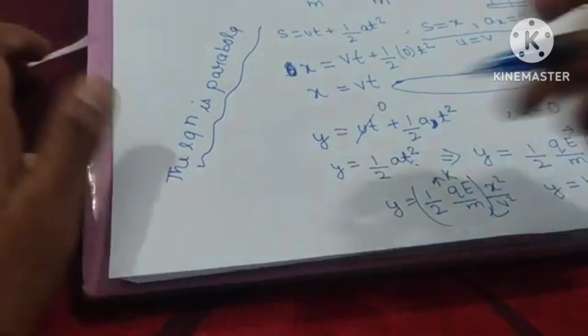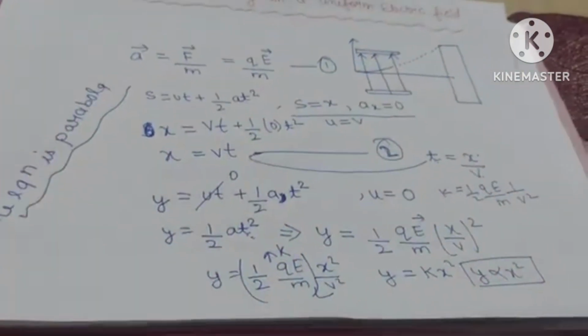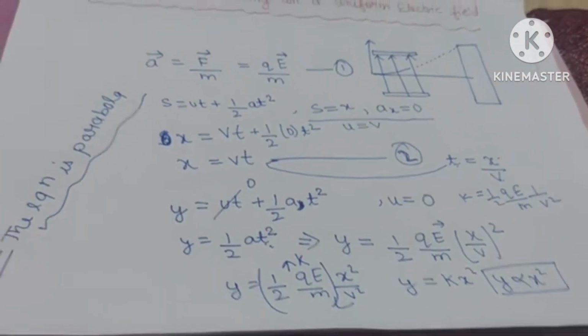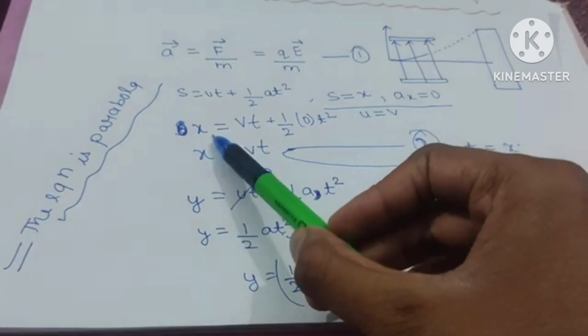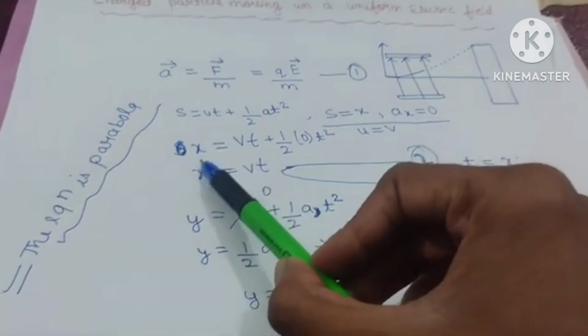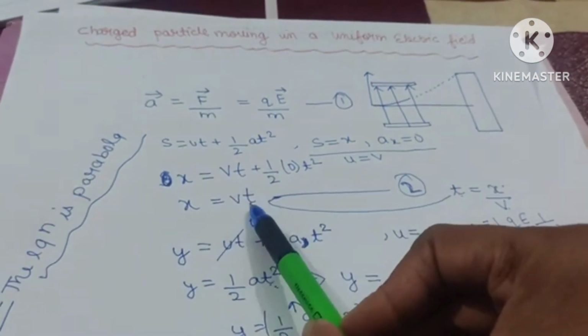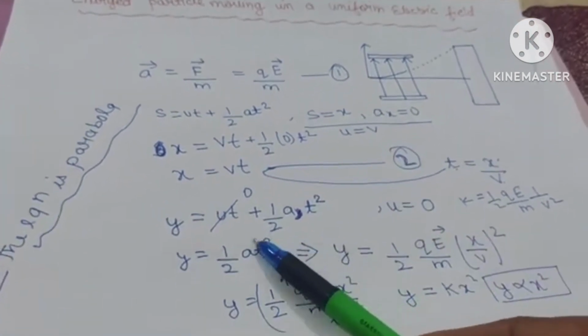Okay, so the equation is a parabola. So this is it. For revision, first we'll find a, the acceleration. Here the acceleration is 0, so u will become v. So x is equal to vt, and here t is x by v. So this is the first equation, the second equation, and this will be the third equation.